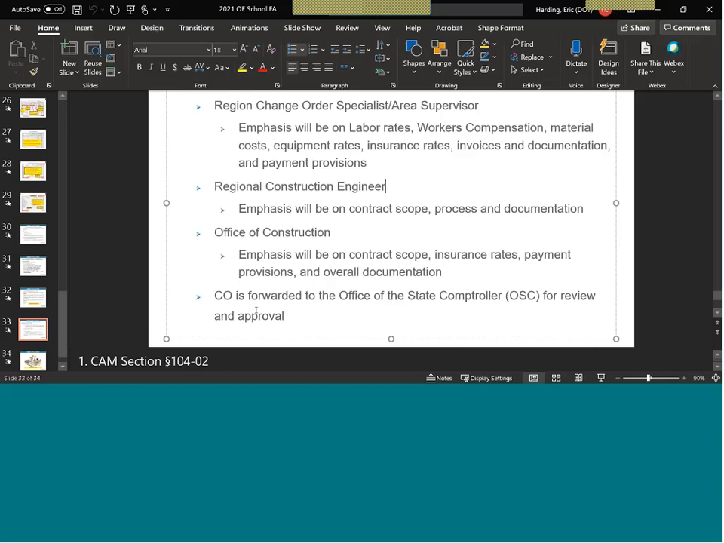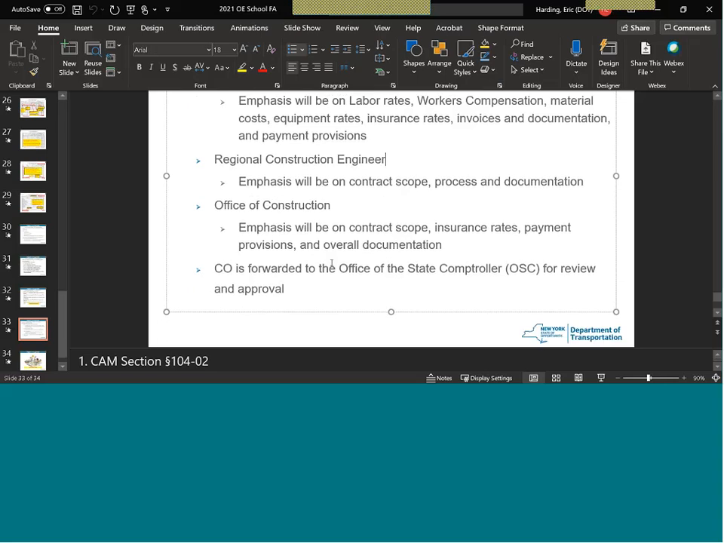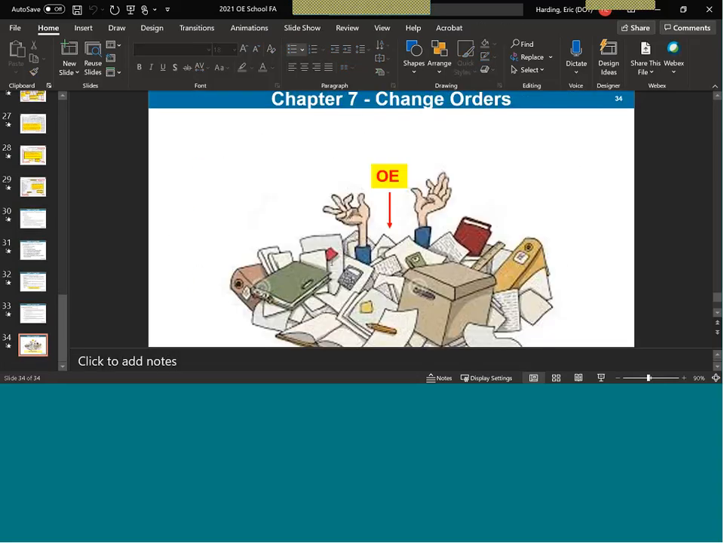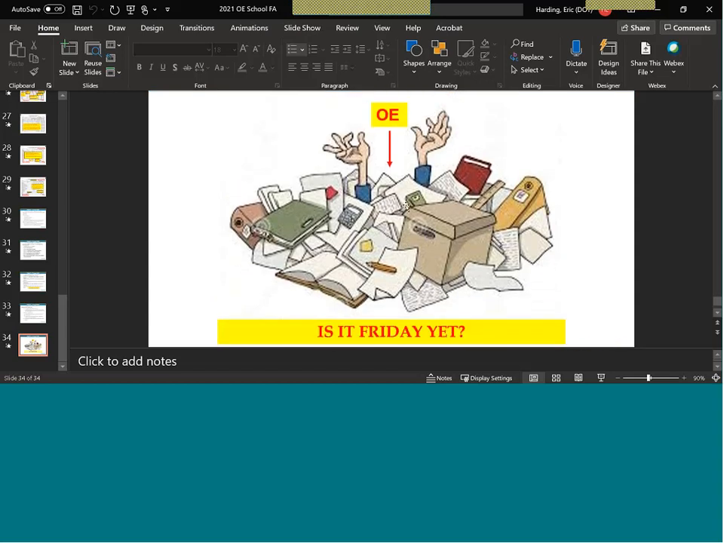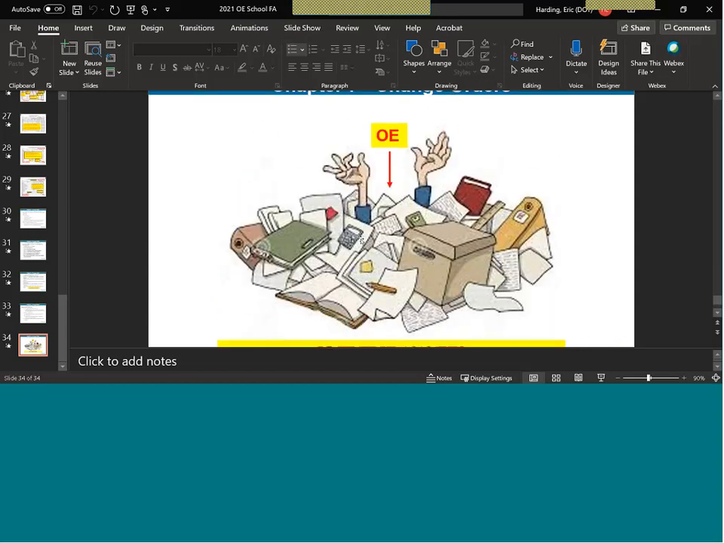And then it goes to the Office of State Comptroller for their final review and approval. And that's it. Change order approved. This looks like my desk, minus, I've got a few more empty coffee cups laying around.